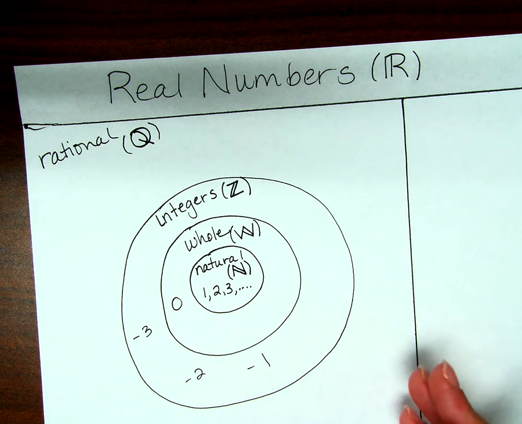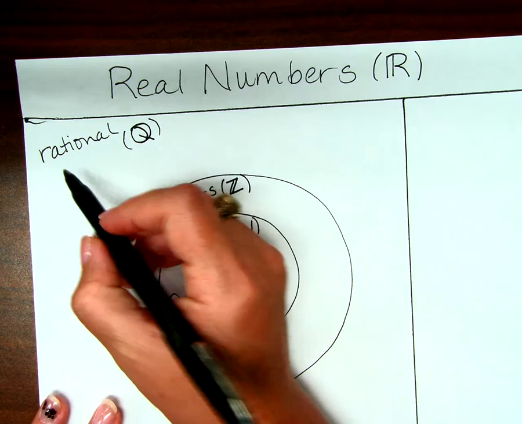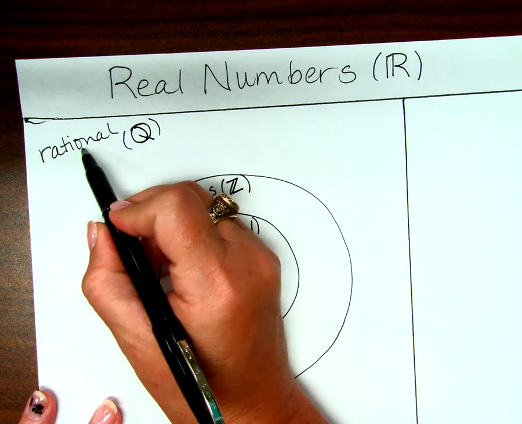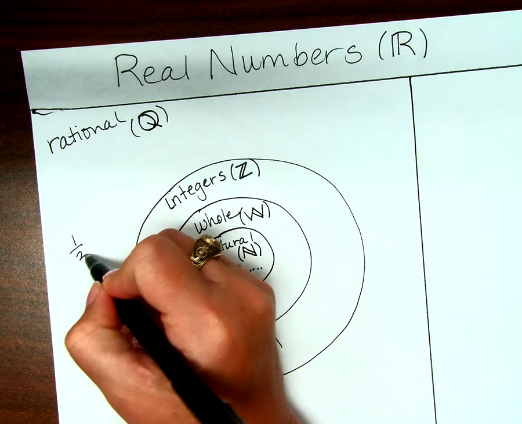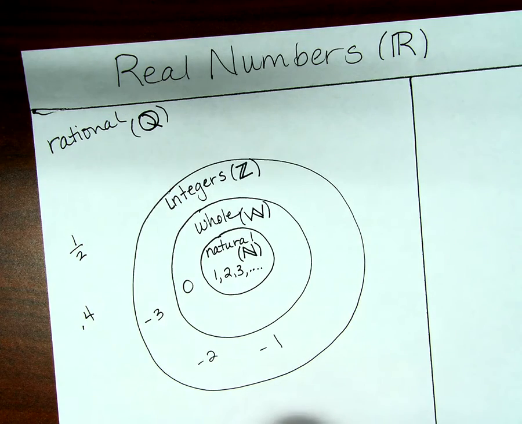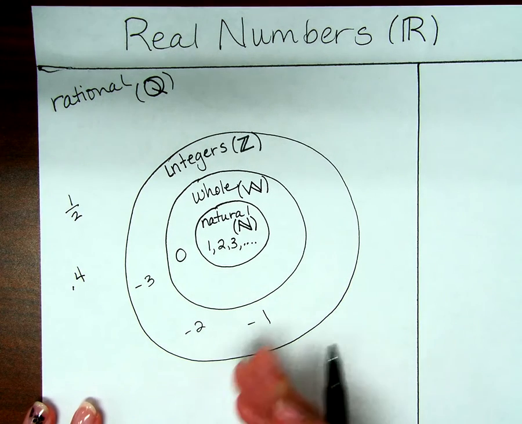So what are we missing? Decimals and fractions, right? So give me some examples. 1/2, 0.4. Those are the only examples you know?